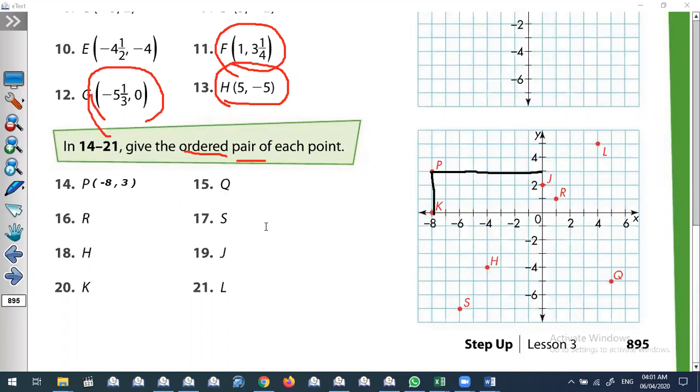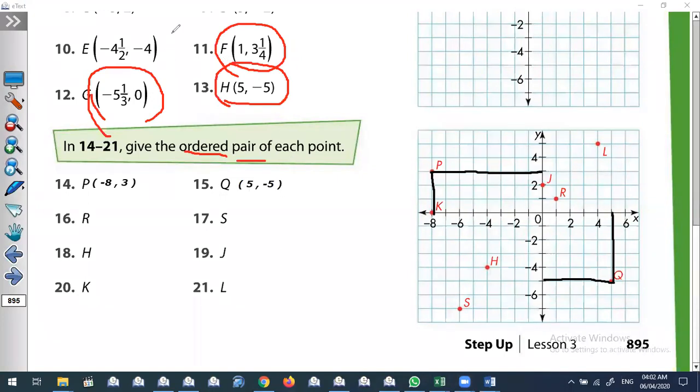The next one, Q. Let's find Q. You have to meet x first, not go to y. X first is 5. After that, y is negative 5. So Q is 5 and negative 5. The order is very important.